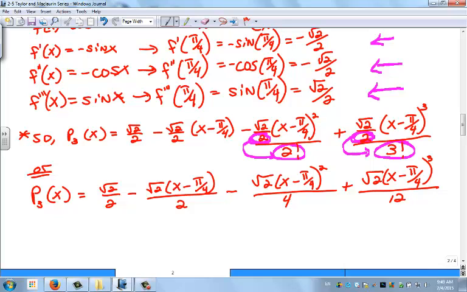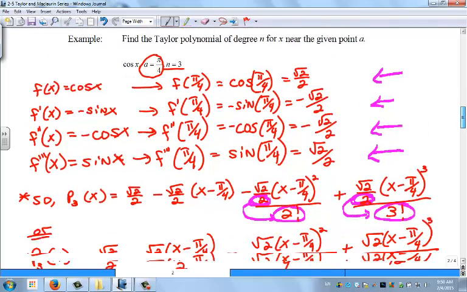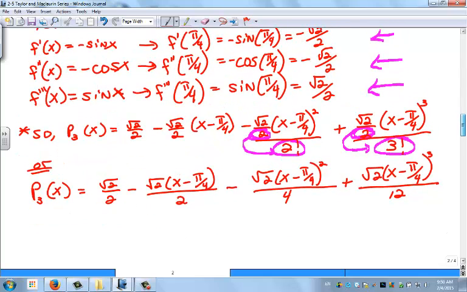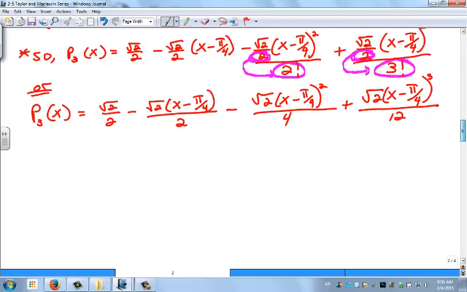So if you were to type this in your calculator, and you were to type cosine of x in your calculator, and look at how they match up near pi over 4, what you'll find out is they overlap. They look just like each other because that's what this is all about. It's about approximating a function with a power series, powers of x. So let's go on to the next page.